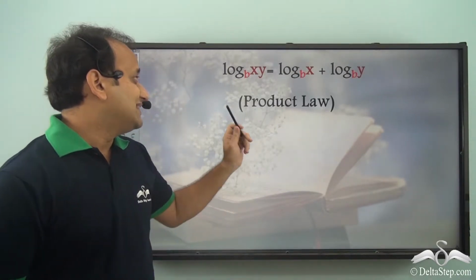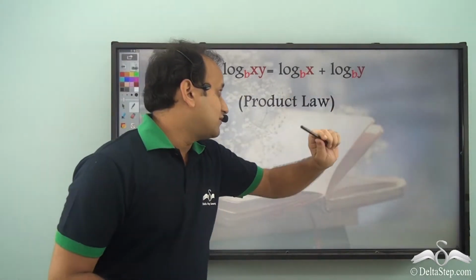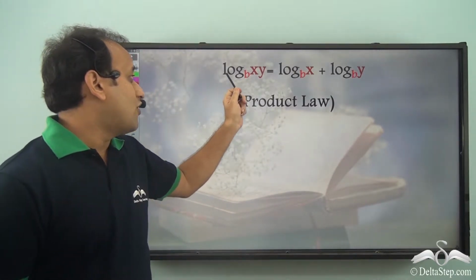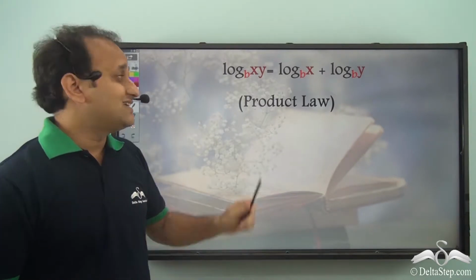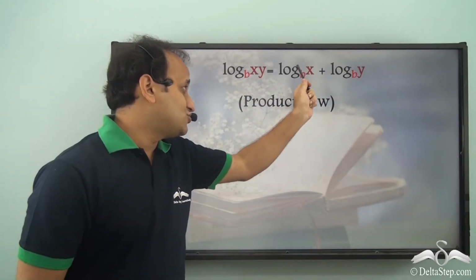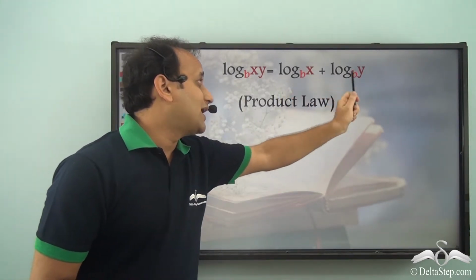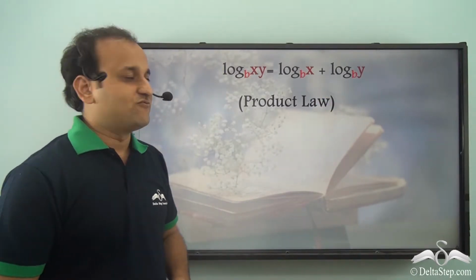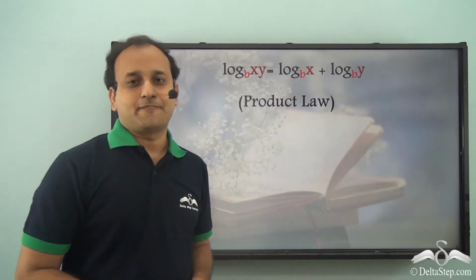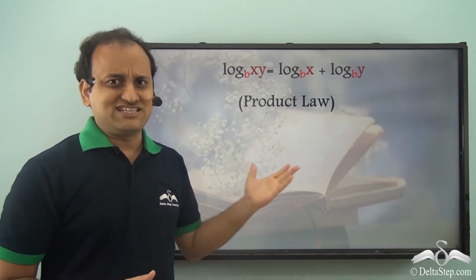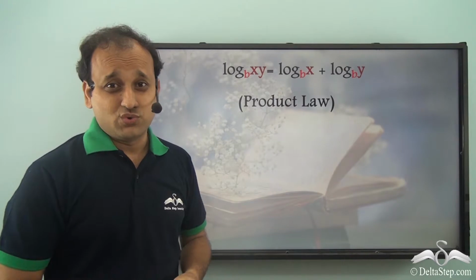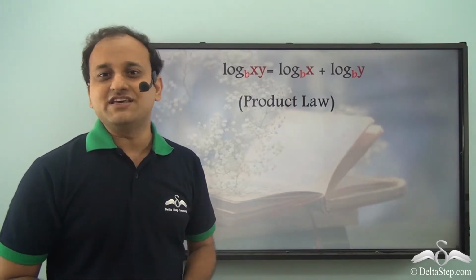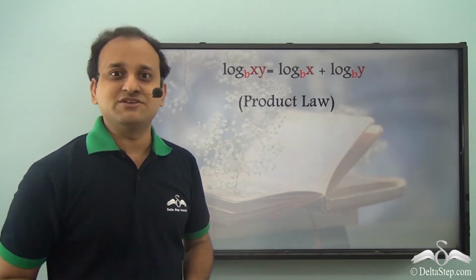So Shyam told that this is the product law. It means that if log xy to the base b is given, then it can be written as log x to the base b plus log y to the base b, which is the product law. So Shyam did give him a formula or a law, but does it stand true? Sam has got this job really recently and he doesn't want to make any mistakes.